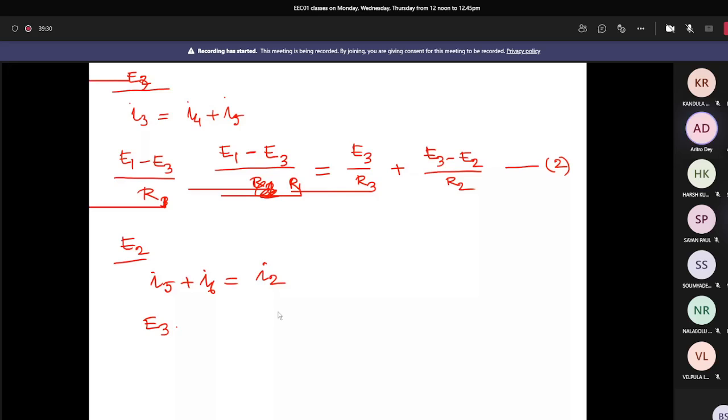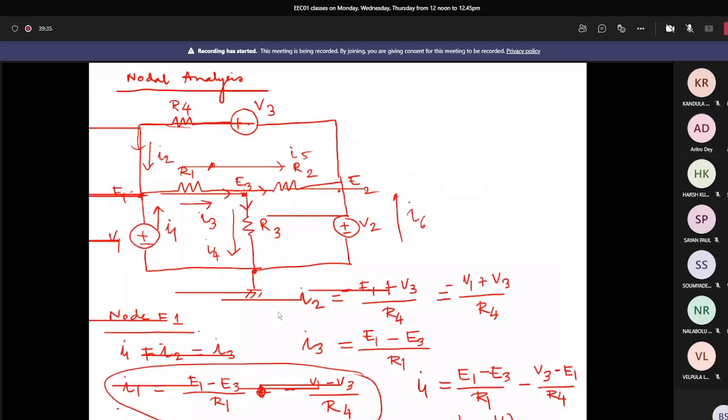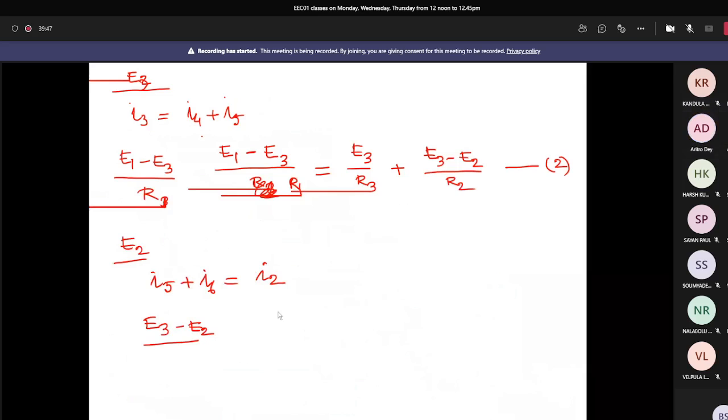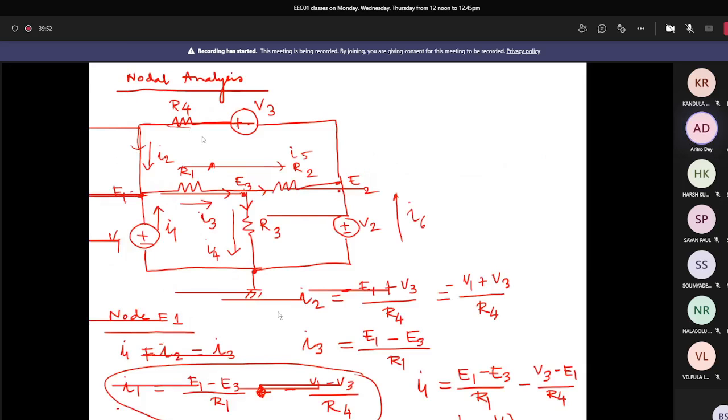Sir, I5 and I6 are in opposite direction. At this node, what is there? At node E2, I5 and I6 are incoming and outgoing is I2. So that is what I have written. Oh, okay, understood. At this node, they are reaching the node, and I2 is going out from the node. So that's why I wrote it.